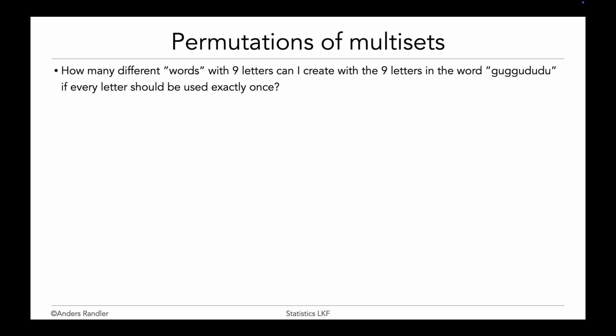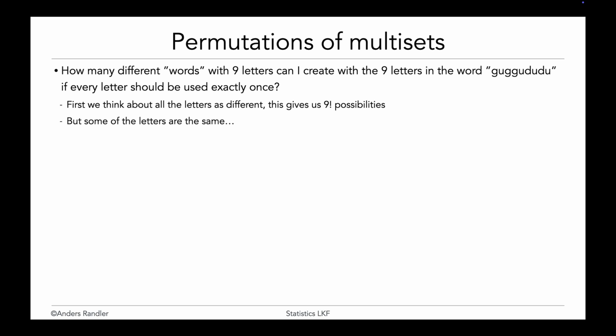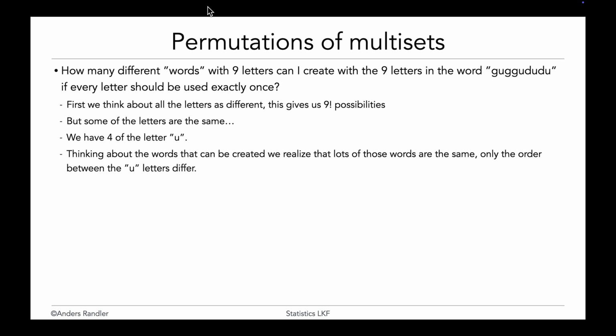So let's say we have 9 letters and we want to create words using all those 9 letters. But there's a specific problem here. Some of them are the same, called permutations of multisets. Well, first we think about all the letters as different. So this gives us, of course, then 9 factorial possibilities. But some letters are the same. So for instance, we have 4 of the letter U. Thinking about the words that can be created this way, we realize that lots of them will be the same.